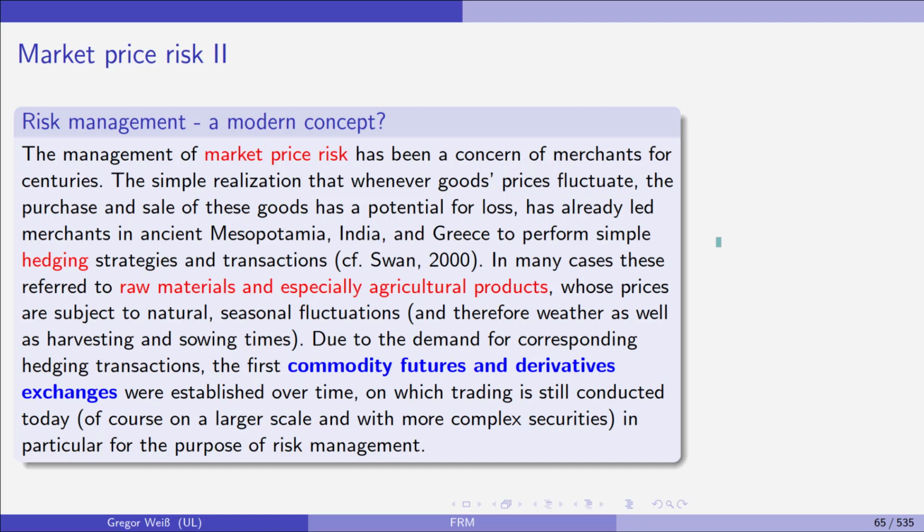So due to the demand for such corresponding hedging transactions, this resulted in the first commodity futures and derivatives exchanges being established over time in Amsterdam, in London, in the United States, and so on. And trading is still conducted today. So some of these commodity exchanges and futures exchanges, we call them actually futures exchanges, are still in existence.